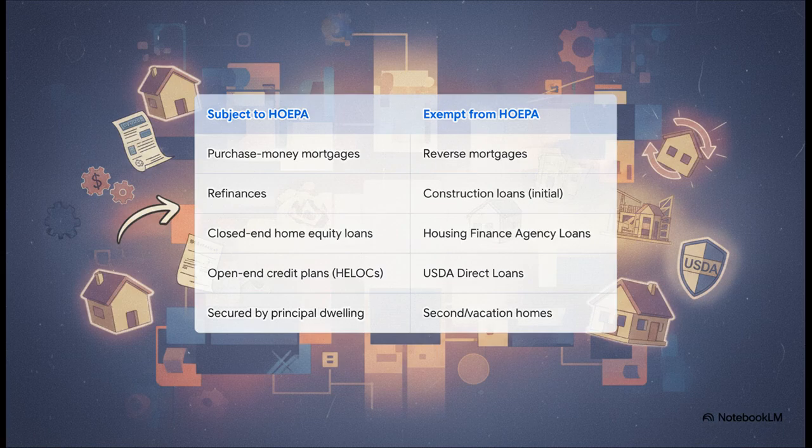Everything on the left, you've got to test. And notice, purchase money mortgages and HELOCs are on that list. That was a huge expansion thanks to Dodd-Frank. The one thing they all have in common? The loan has to be secured by the consumer's main home. Everything on the right, like reverse mortgages or loans for vacation homes, is completely exempt. This is your first, most critical checkpoint.